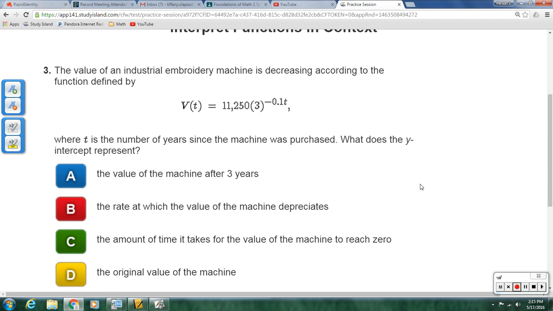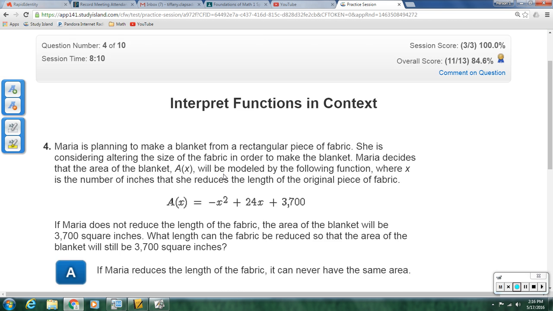So it's decreasing. Where T is the number of years since the machine was produced, or purchased, I'm sorry. What does the y-intercept represent? The starting point, so is it the value of the machine after 3 years, the rate at which the value of the machine depreciates, the amount of time it takes for the value of the machinery to reach 0, or the original value of the machine? Is it not the starting point? Yeah. The original value? All right, so D. I hope everybody's paying attention. You have to be looking up here.